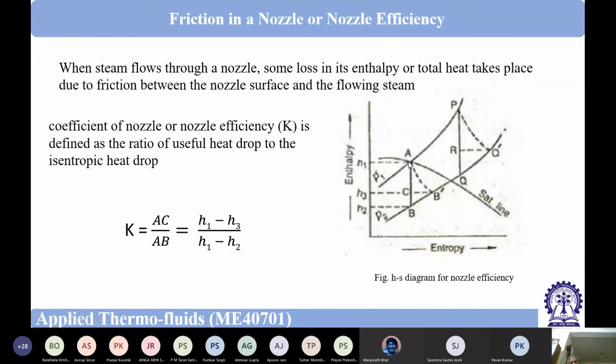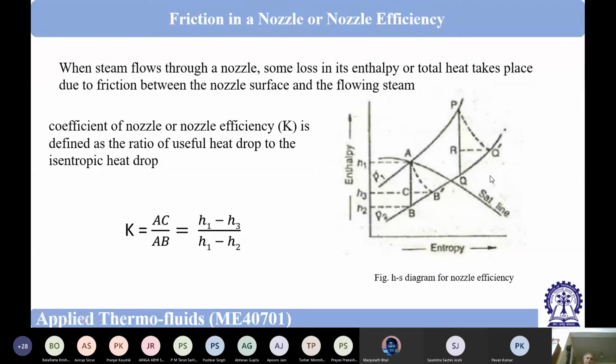Okay, but in actual case, what will happen? There will be some sort of loss. And if there is loss, then the entropy of the exiting steam will be more than the entropy of the entering steam. So instead of B, the entropy will correspond to the point B dash on the same pressure line. So the enthalpy drop will be AC. So this is the actual enthalpy drop, but ideally the enthalpy drop could have been AB.